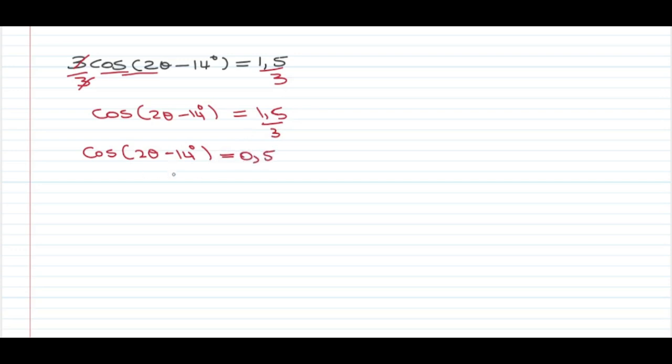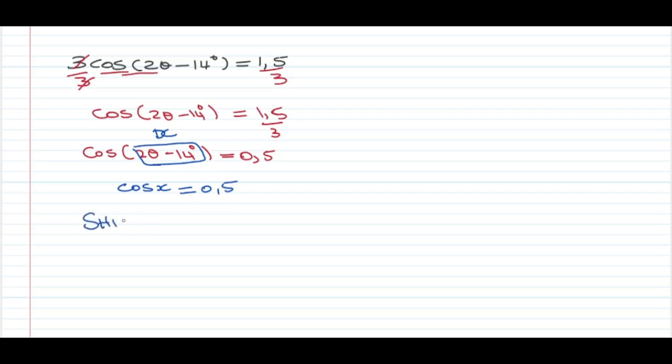Now, you just have to leave the angle for now. Whatever you have inside the bracket, you leave it, or you can let it be theta. Let's not say theta, because someone might be confused. Let whatever is inside the brackets be x, and say the cos of x is equal to 0.5. So now the aim is to solve for x.